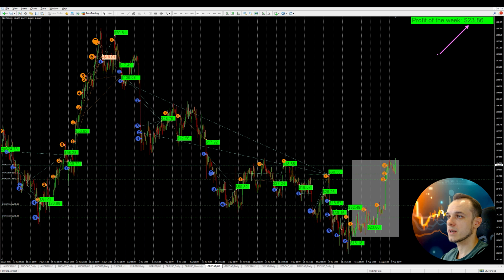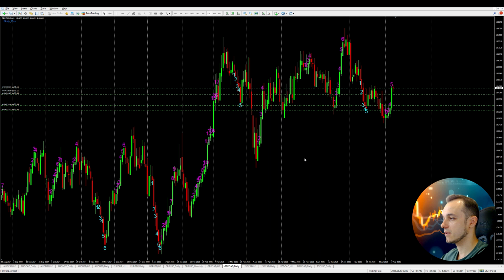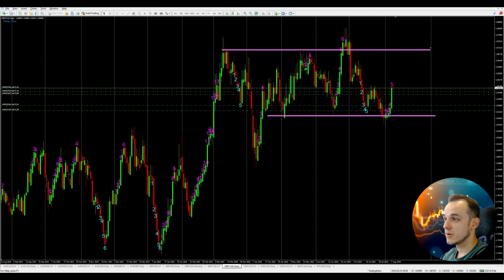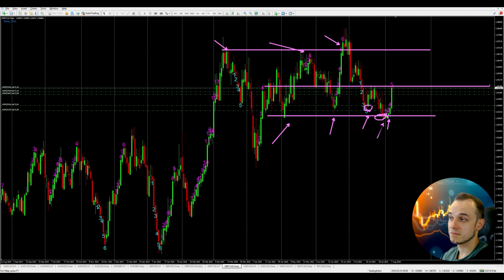The profit of this week amounted to $23, and on a daily time frame we can see that we are just moving from one border of this corridor to another. We can call this a false break of this corridor, or it was just like a double bottom, who knows, time will show. But now we are bouncing off this support level and we are in the middle of this channel, so let's see how it goes next week.